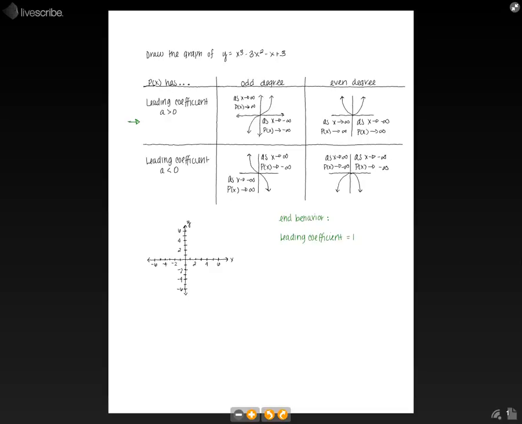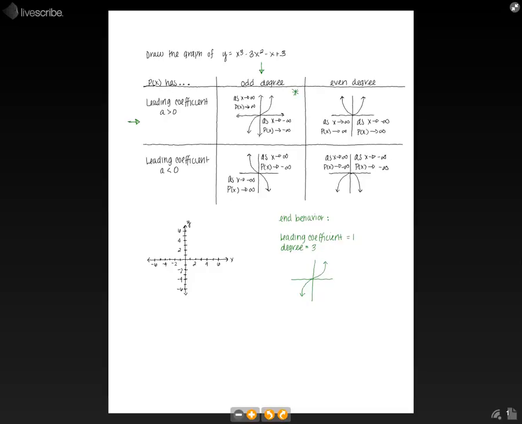So now, we need to look at the degree of the function, whether it's odd or even. So our degree is 3. The degree is the highest exponent of the function. So our highest exponent is cubed, or 3. So our degree is 3. Alright, so from that, we can see that we have an odd degree, which means that we're going to be in the odd degree column right here, which means that this is what our function is going to look like. It's going to look something like this.